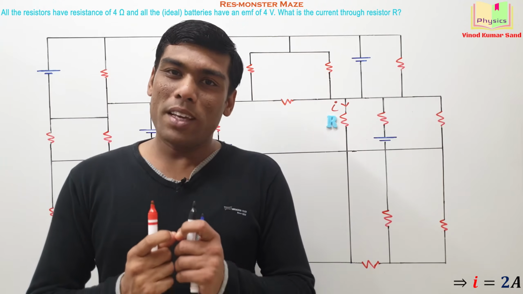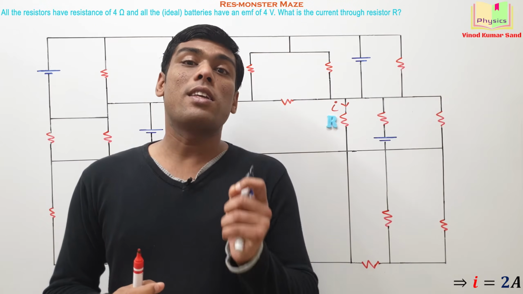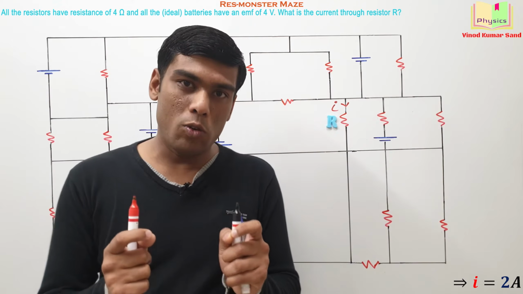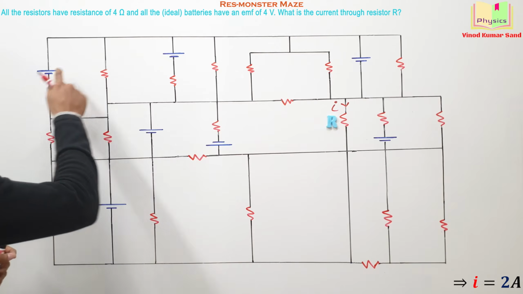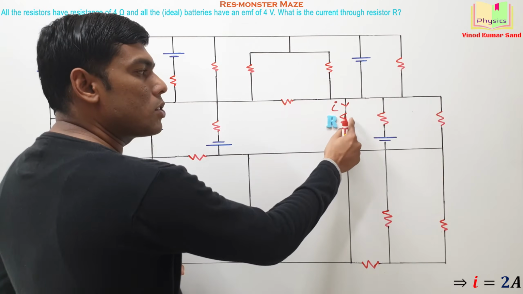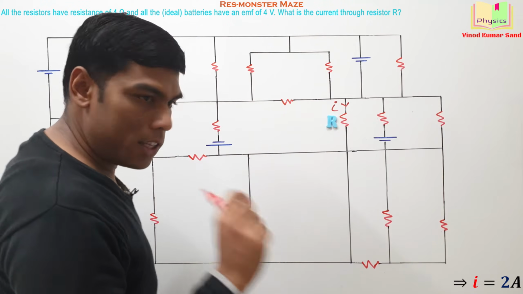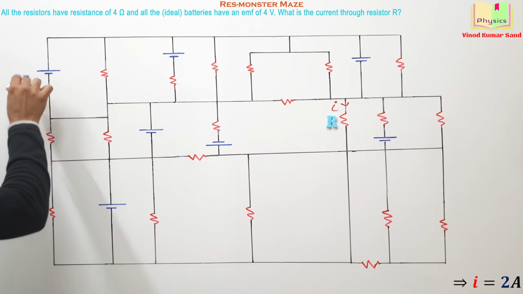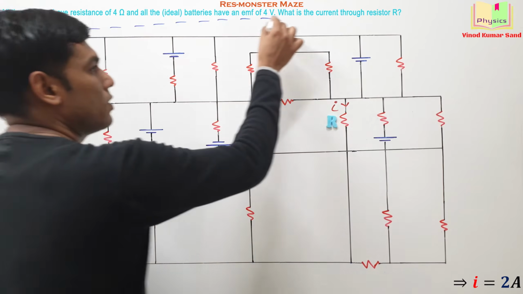This answer can be obtained quickly using KVL, and for KVL we have to choose such a loop in which there are the ideal batteries and this resistor only. See how to do it. Suppose we start here and then we go along this path. Just pay attention.